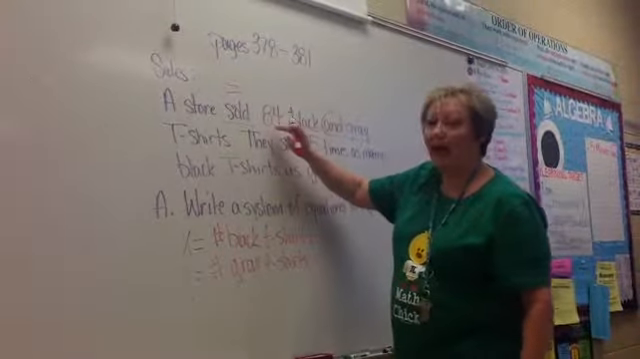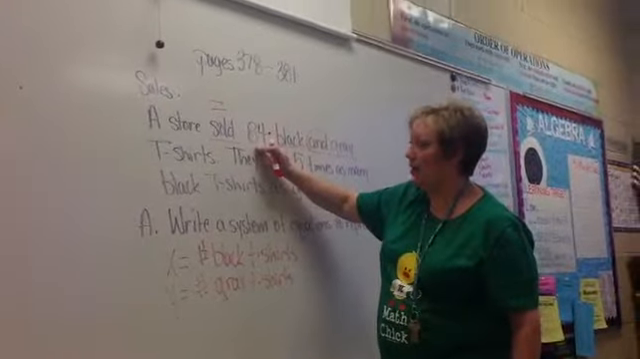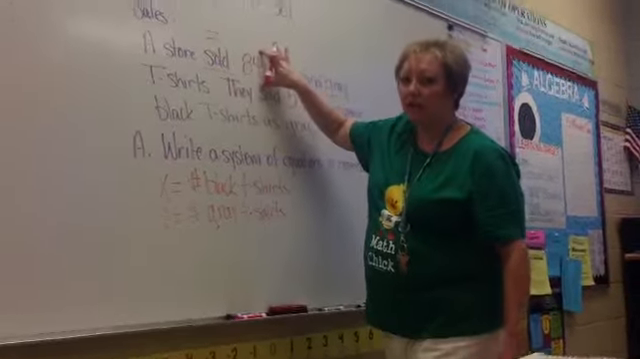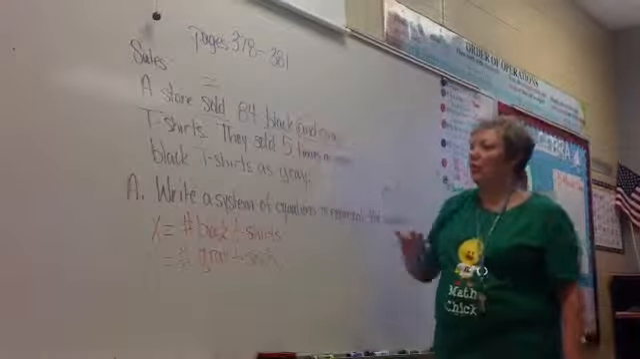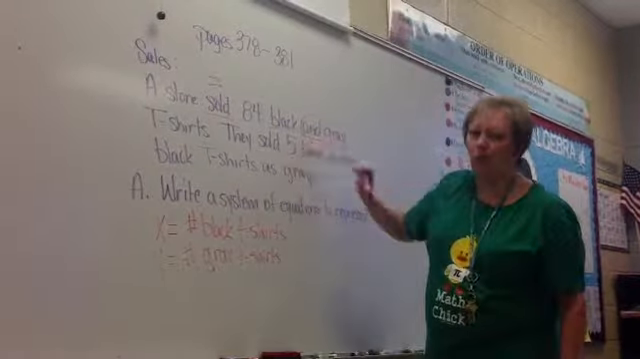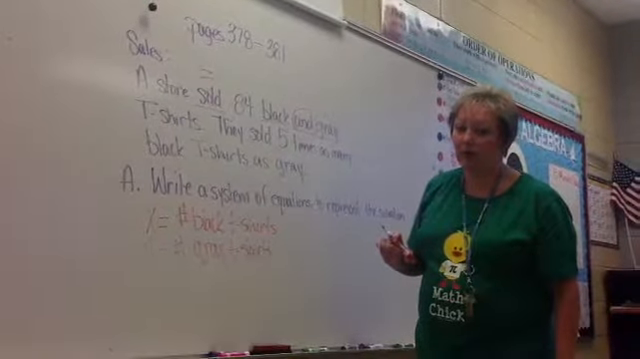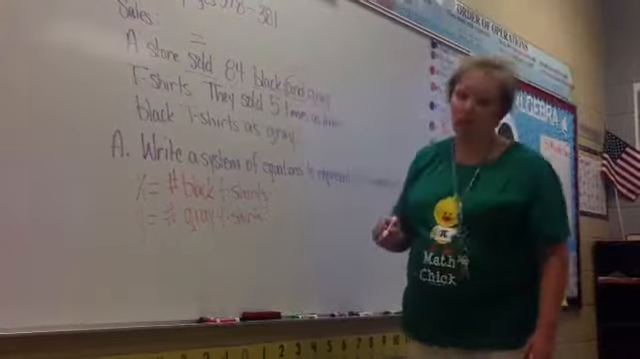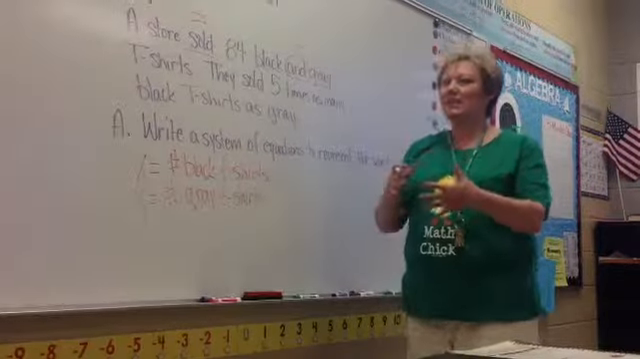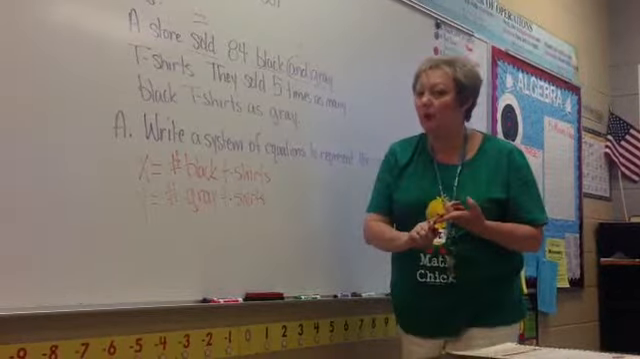They sold how many? 84. So something is going to equal 84. Black and gray. What operator symbol do we need to put here? How about a plus sign? That'll work for me. It'll work for the problem. So now let's think a minute. How do we put that first equation together?